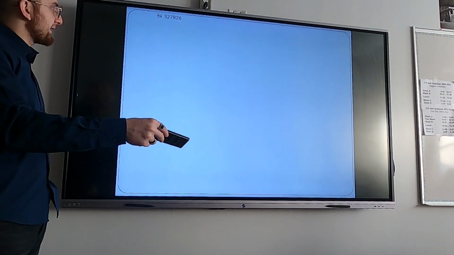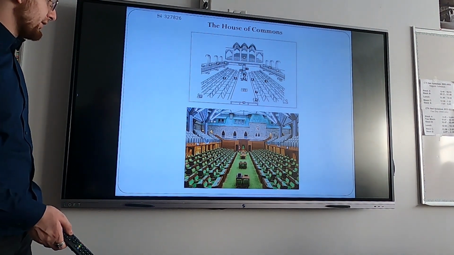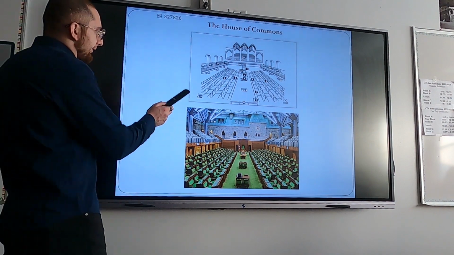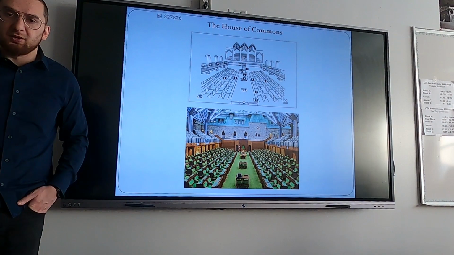Okay, so we'll move on from this slide. Oh, there's a little photo of the House of Commons. So as you can see, you have chairs, you have different tables. Unfortunately, this photo doesn't have an explanation of what all these areas are. That could be in your textbook, though.